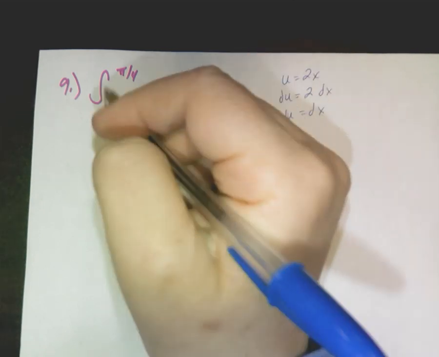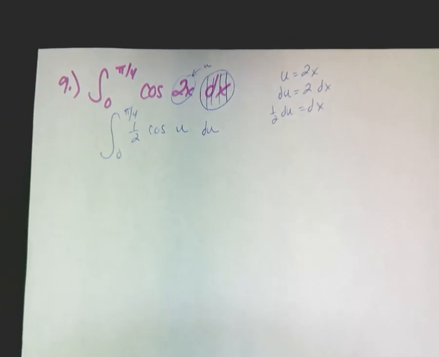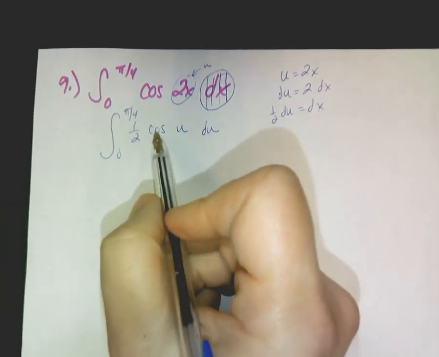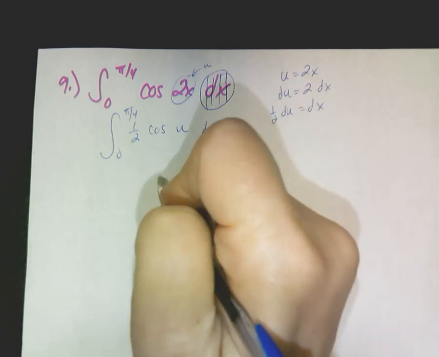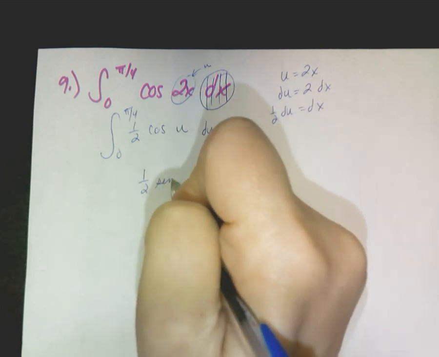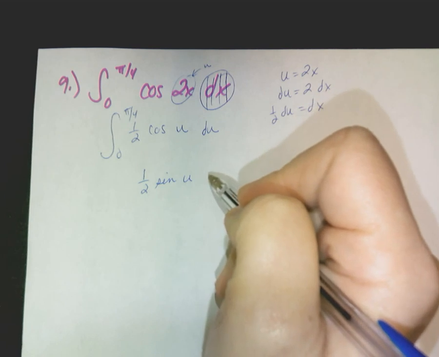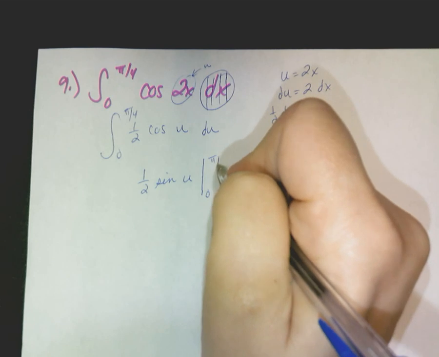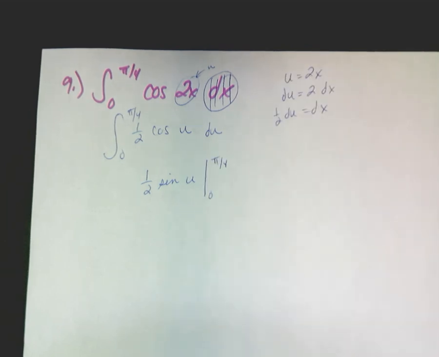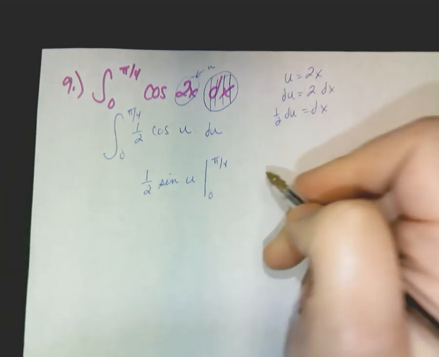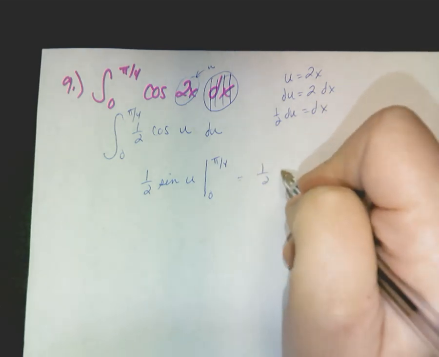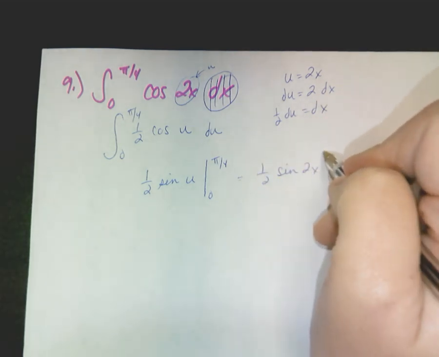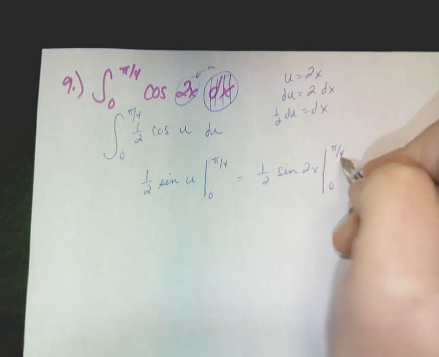Call it 1/2 du cosine u. We just replaced everything from 0 to pi over 4. Now, when we integrate, the integral of cosine u is sine u, so that 1/2 just stays in front, sine u. And we don't put plus c because we're going from 0 to pi over 4. So we just write it like that. But of course, I want to replace my u now. So this would be 1/2 sine of 2x from 0 to pi over 4.